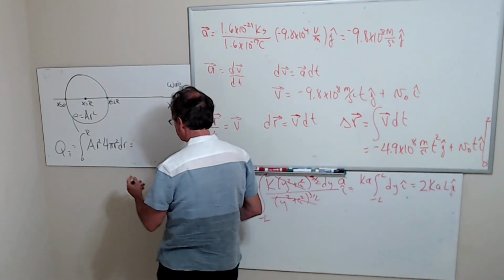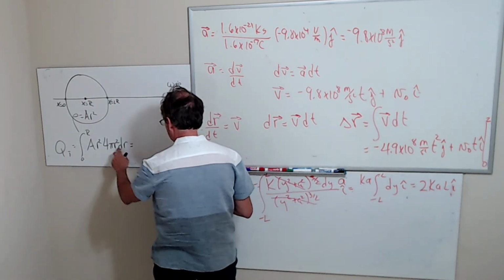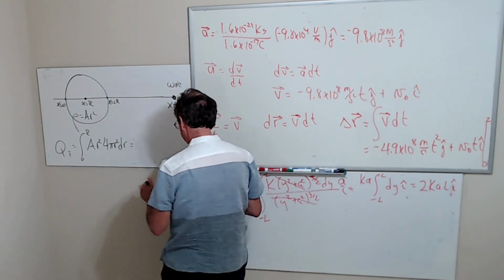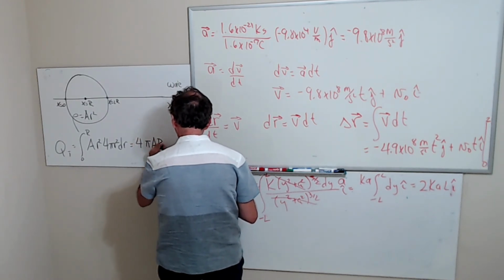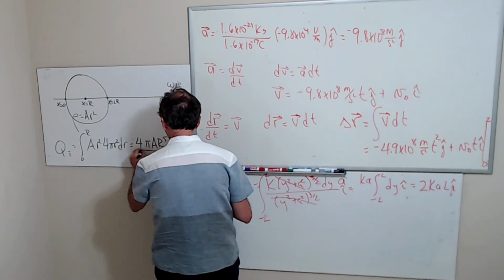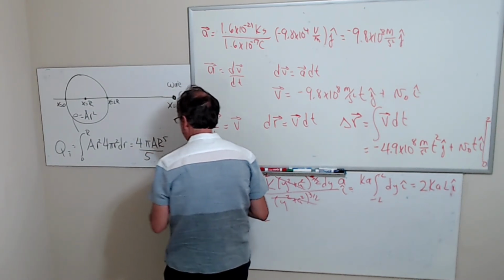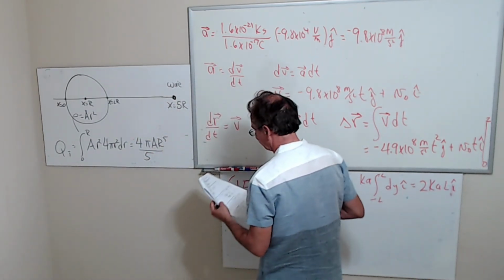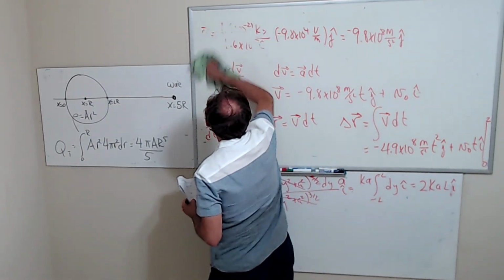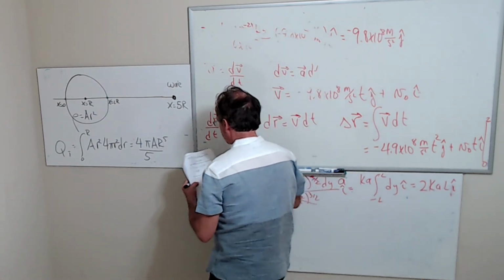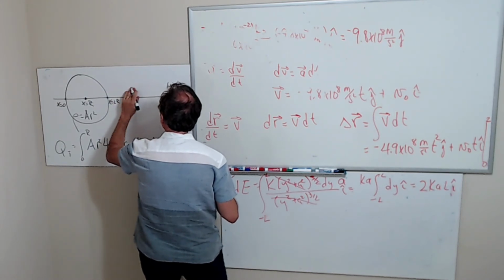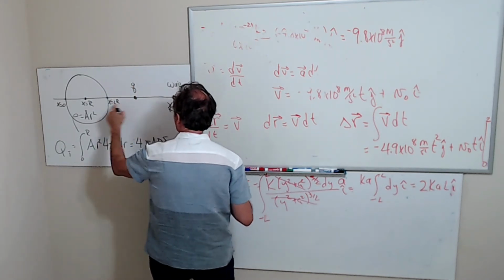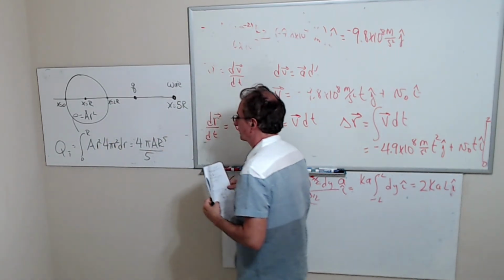When you integrate, this is a straightforward integral. You're going to integrate r to the 4th. You'll get 4 pi A, big R to the 5th over 5. That's the total charge. Part B, if I put a charge at 3R, a little charge here, what force is this thing going to experience?